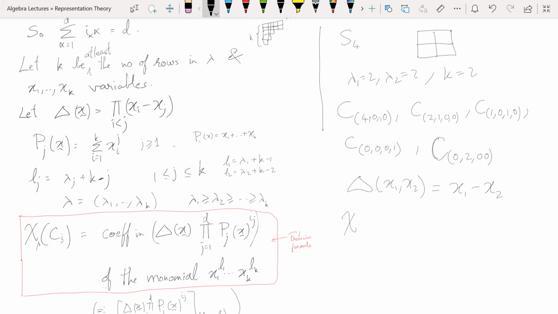So let's try to compute it for this 2 1 0 0, for the transposition. Chi. So this is our lambda. Chi lambda C 2 1. Maybe zeros I'll ignore. So I'll just write it this way. No, shouldn't ignore. If 0 comes before, then it's a bit of a problem. So 0 0.